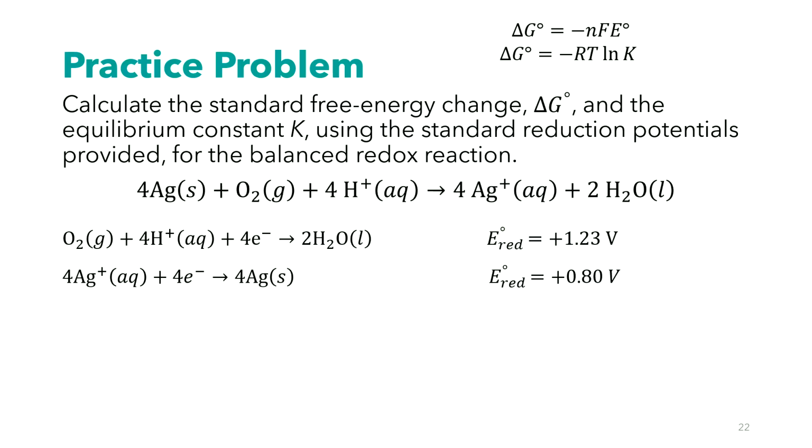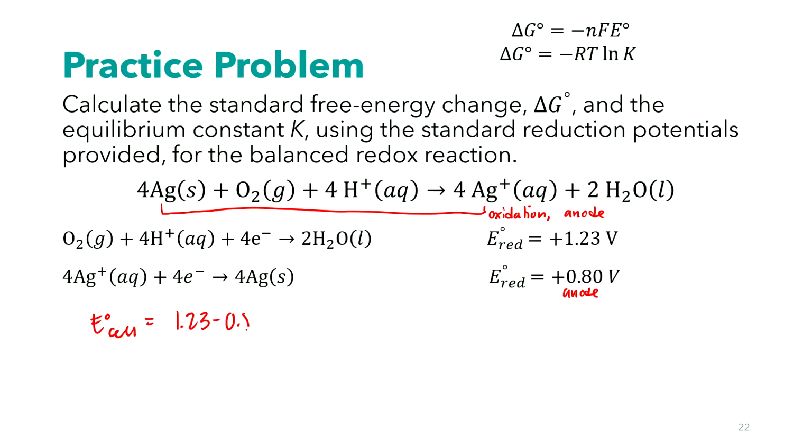I wrote, well, who's going to be giving electrons? My silver gives electrons, right? And that would make sense, so that's going to be my oxidation process, which means that's my anode. And if this was my anode, then I am going to have a standard cell potential that is positive. I'm going to have 1.23 minus 0.80, and that is 0.43 volts. That's my standard cell potential that I can plug in here.